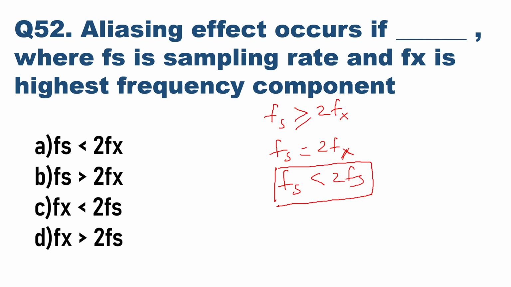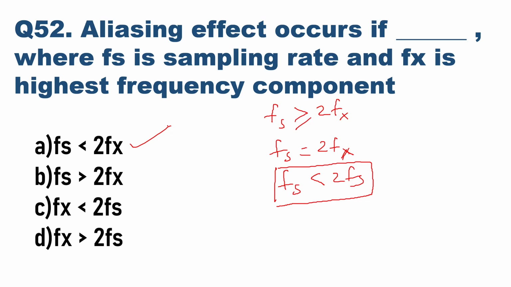That is what we have studied, and that effect of overlapping the spectrum is called the aliasing effect. It happens when we are not maintaining the sampling frequency either equal to or greater than twice the highest modulating frequency. So if Fs is less than 2Fm, then it is going to give the aliasing effect. Here, the aliasing effect occurs when, in option A, the sampling frequency Fs is less than twice the highest modulating frequency.